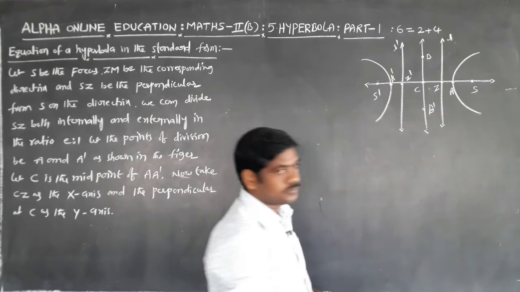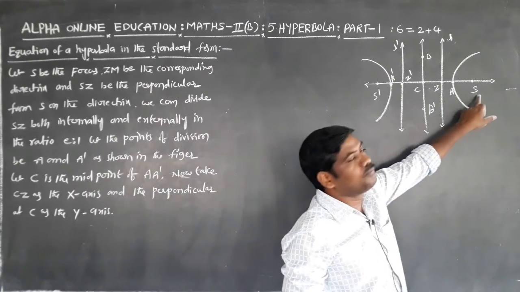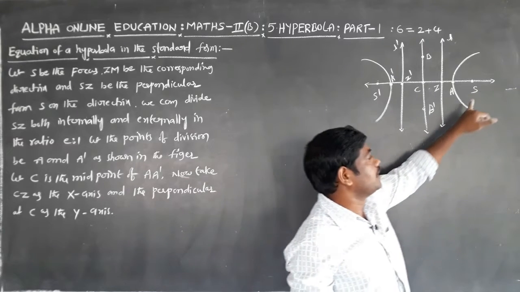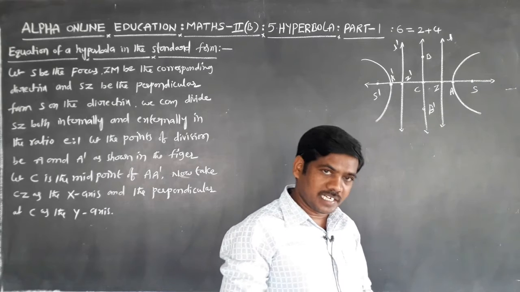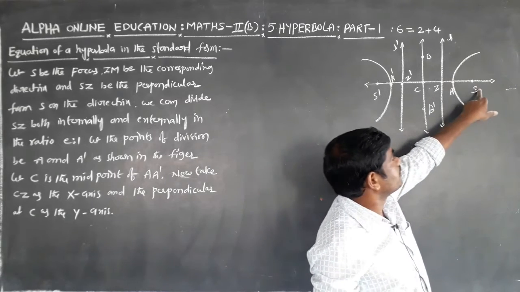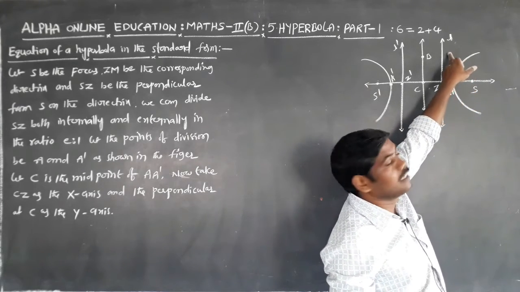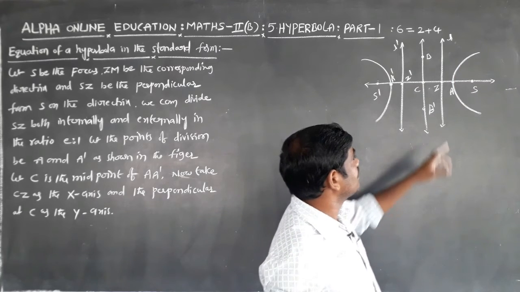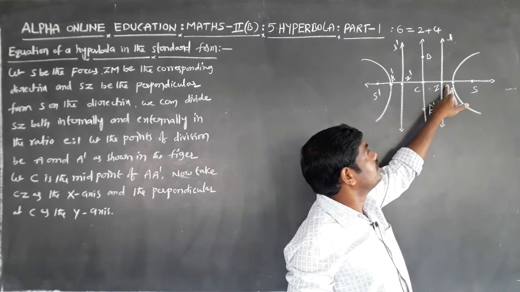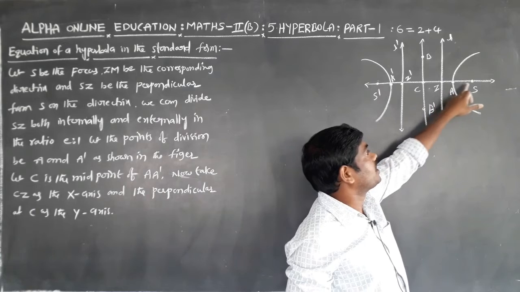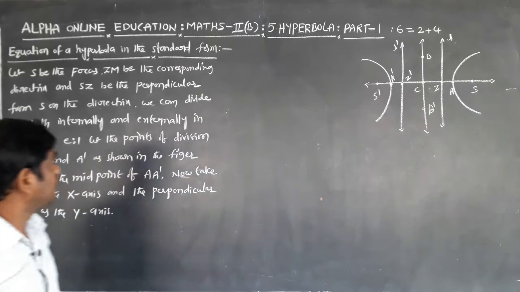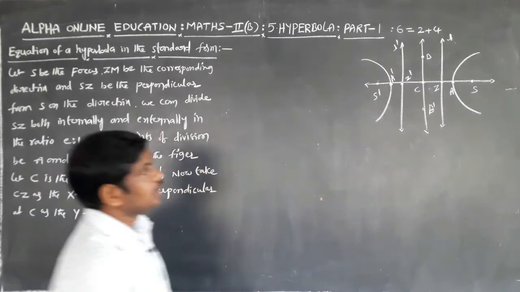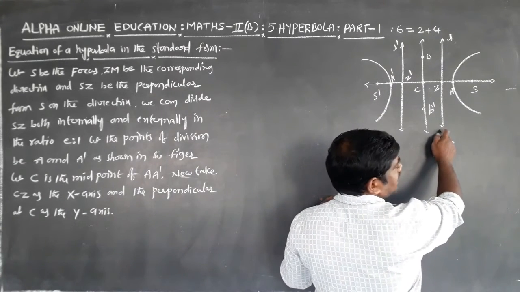Observe here. Let S be the focus, and L the corresponding directrix. Let Z be the projection of S on L. Here line L is the directrix.